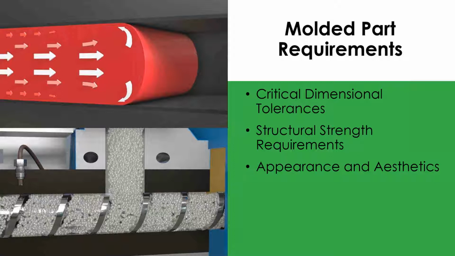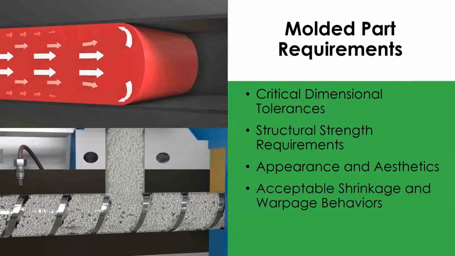Appearance and aesthetics, of course. Is this a part that has a class A surface? Does it need to be very shiny? Does the end user really see this plastic part, or is it a plastic part under the hood in the car, tucked away, a structural part where you don't care what it looks like? It's more important what the functionality is than what the actual appearance is. So these things are very important to understand beforehand.